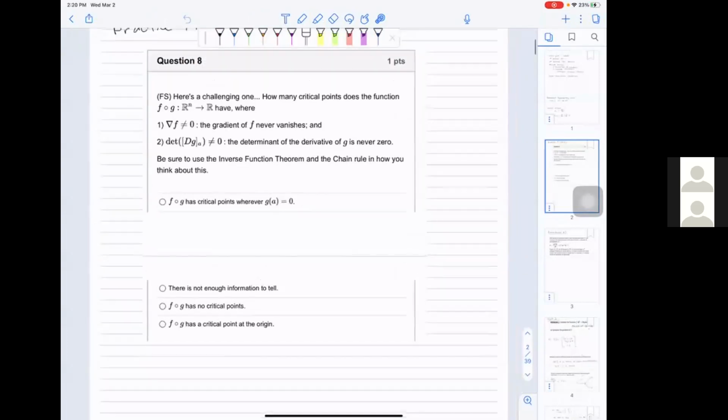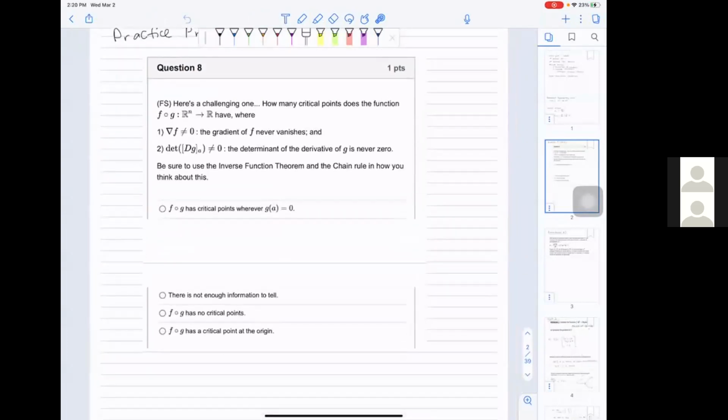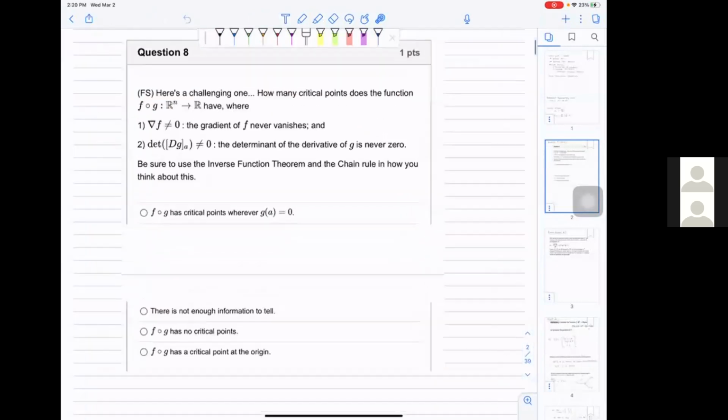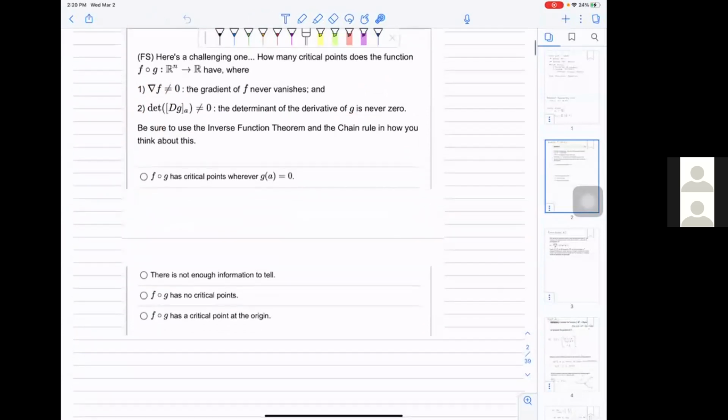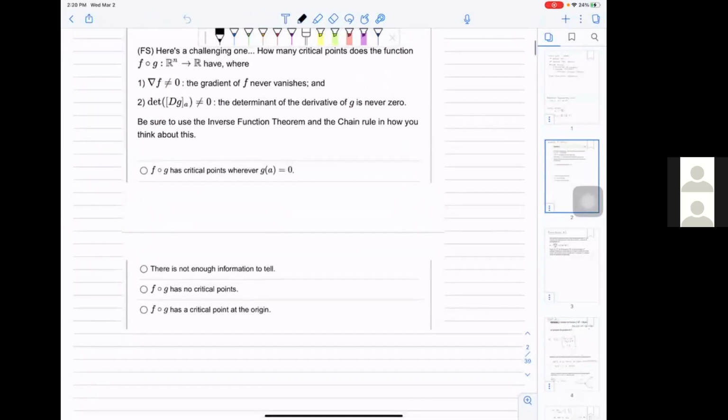Okay, so this is from practice problem number 8. It asks how many critical points your composition function could have, given these two conditions: the gradient of f can't be 0, and the determinant for g also can't be 0. The idea here is to assume that f of g has critical points.